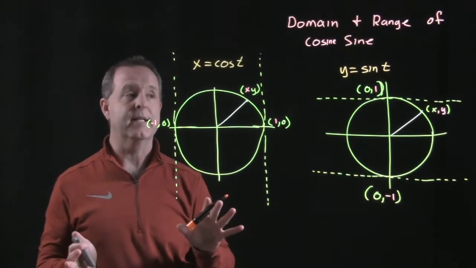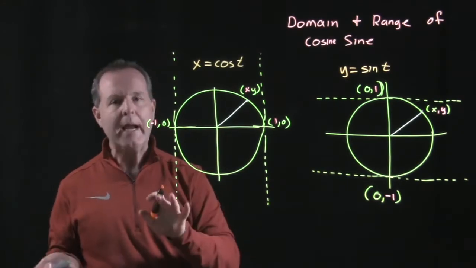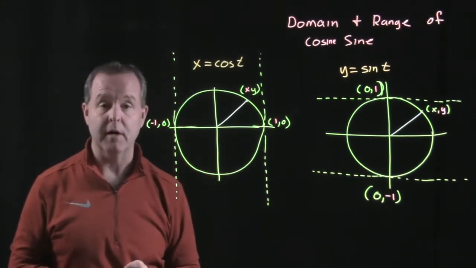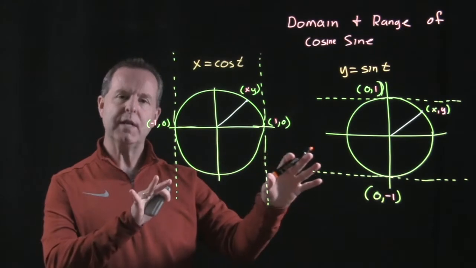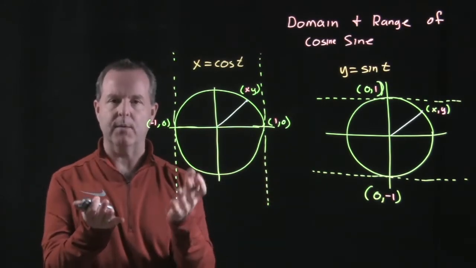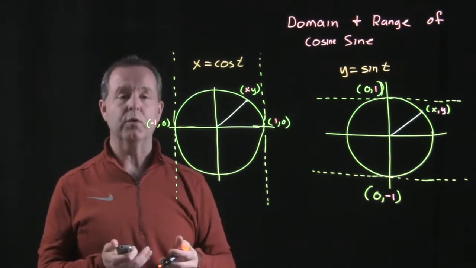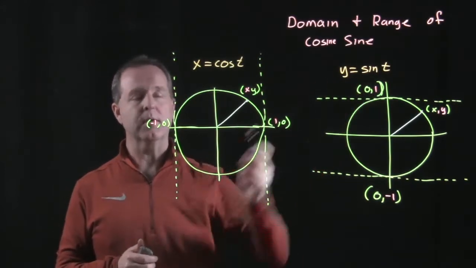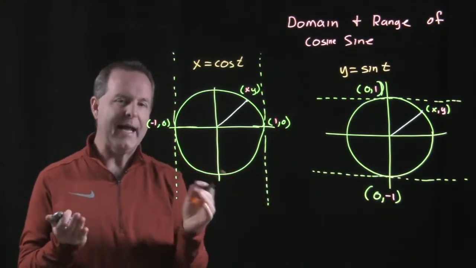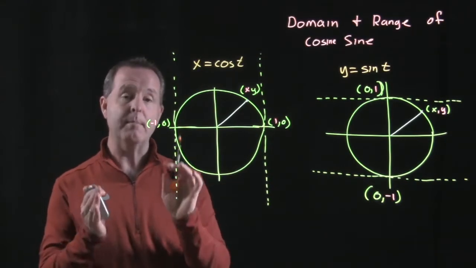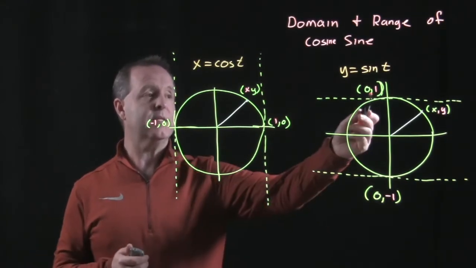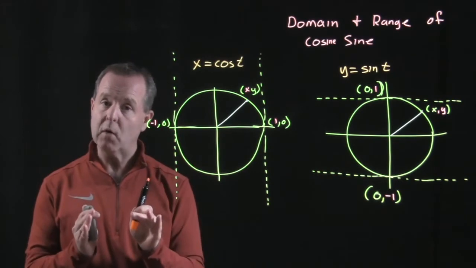We also want to get a sense of the domain and range of sine and cosine functions. So I drew two separate graphs here to illustrate what's happening. On this first graph, I'm representing y equals the sine of t. And what's happening at that particular time? Remember, the sine of t is the y value. That's what we're focusing on.